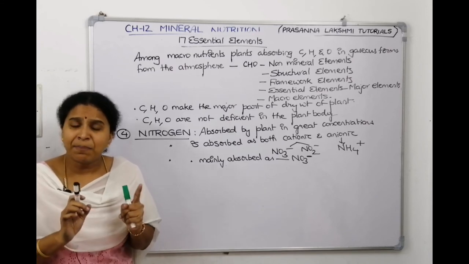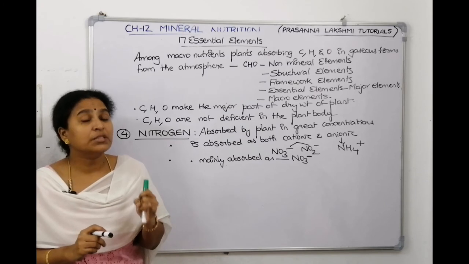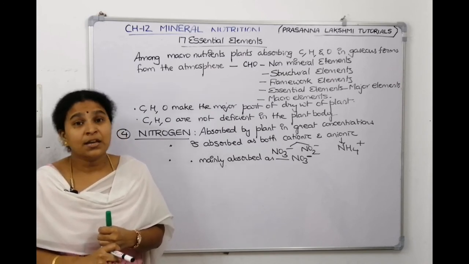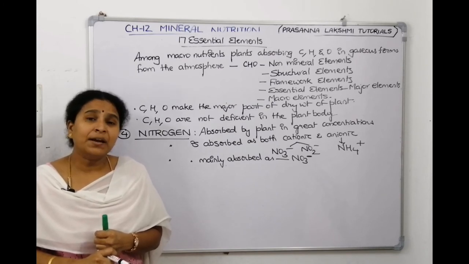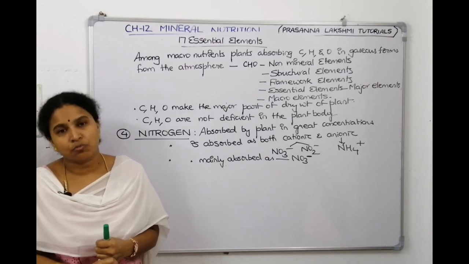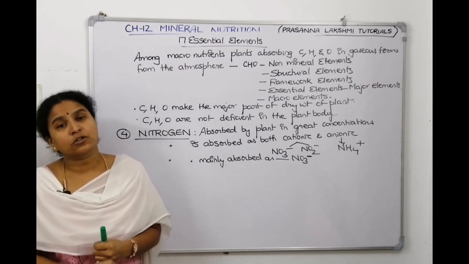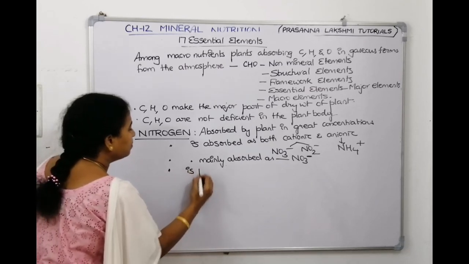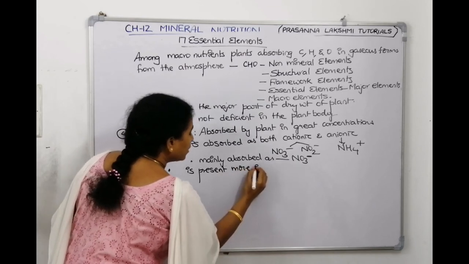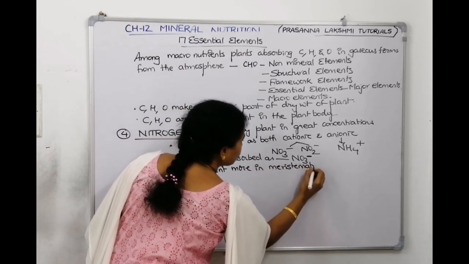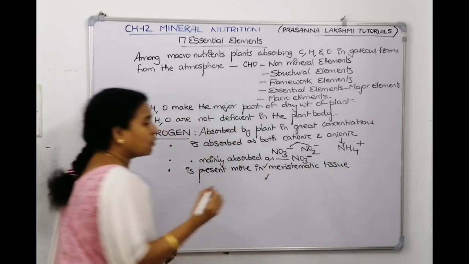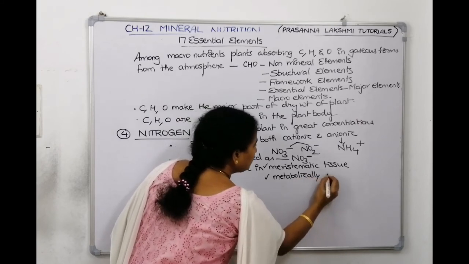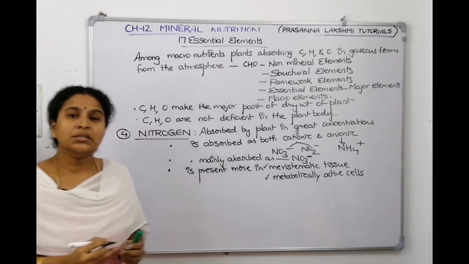And nitrogen, where does the plant need it? It requires it in the meristematic tissues, actively dividing tissue. And in the metabolically active tissue, when a cell is doing respiration, photosynthesis, protein synthesis, it's doing metabolism, in metabolically active cells also nitrogen concentration should be more. In actively dividing cells like meristematic cells also, nitrogen concentration is more. So nitrogen is present more in which tissue? Meristematic tissue. Not only in the meristematic tissue, it is also present more in the metabolically active cells.